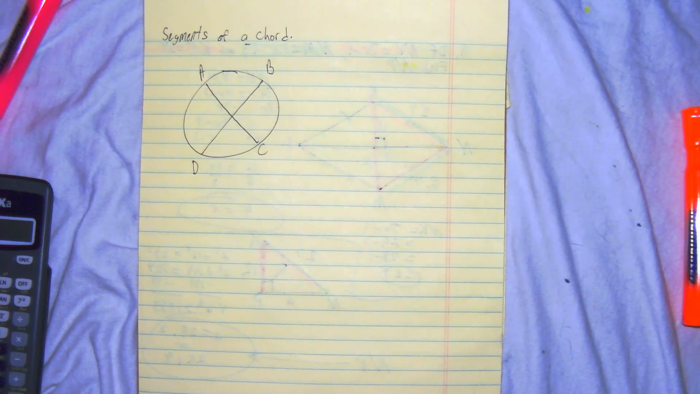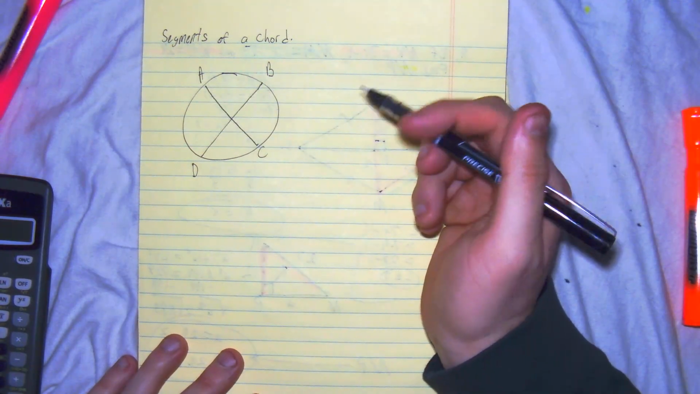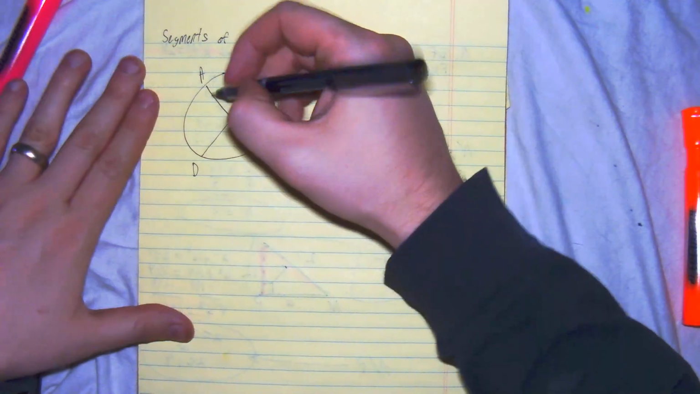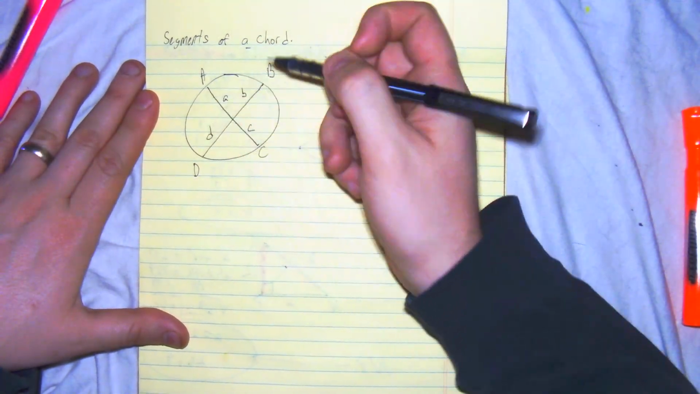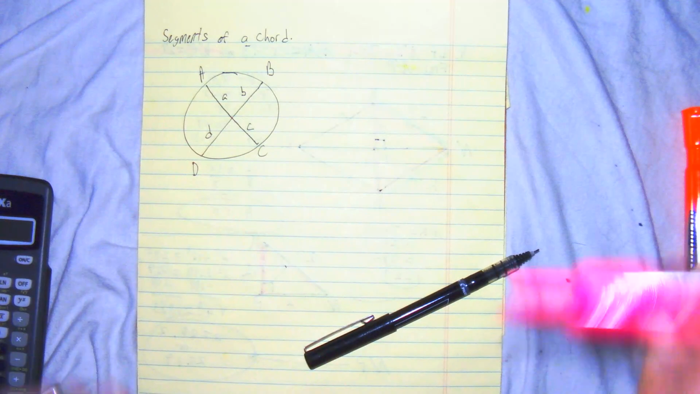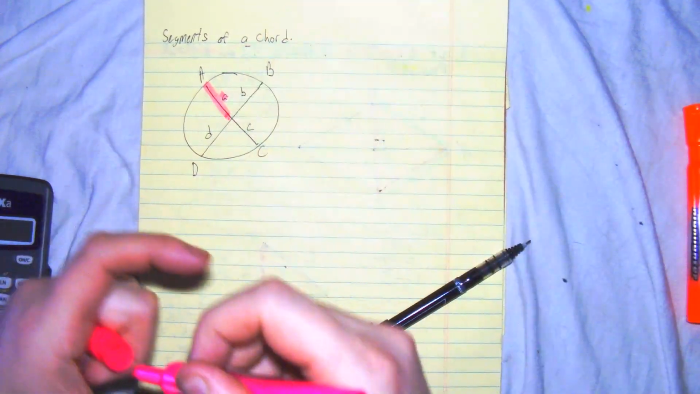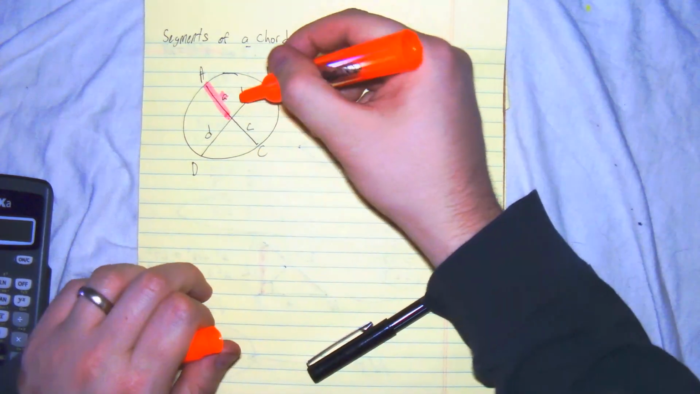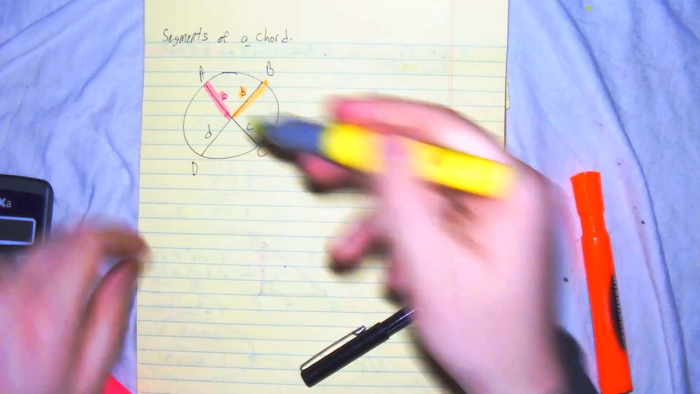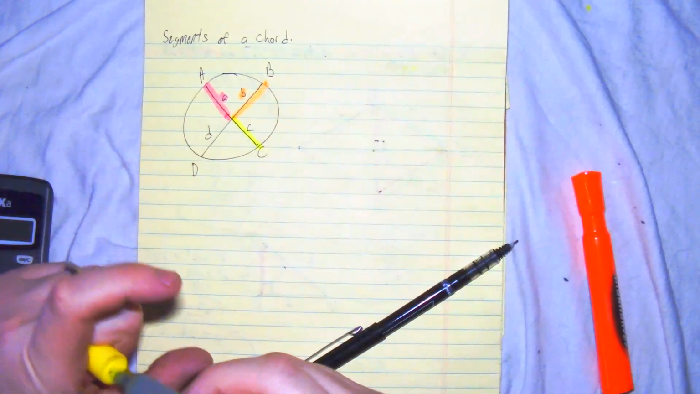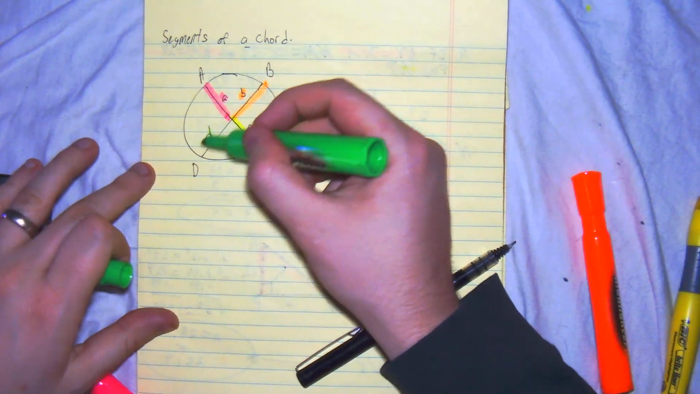Just to make it easier, I'm going to represent each length as a lowercase letter: A, B, C, D. So A represents this length, then you have B, which represents this length, then you have C, which represents that length, and then you have D, which represents that length.